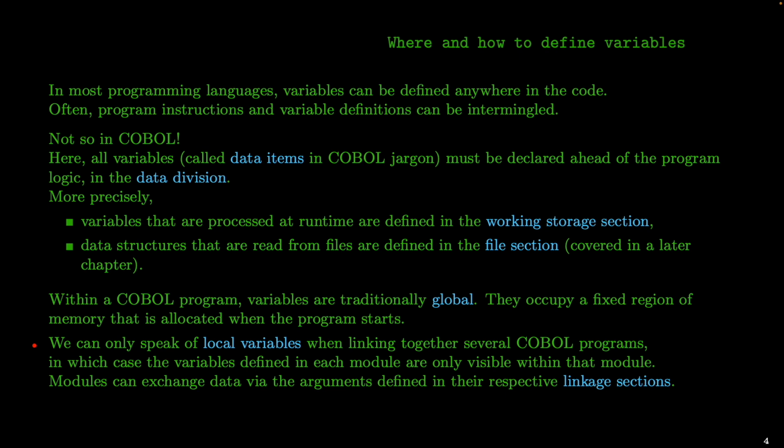It only makes sense to speak of local variables in COBOL when you're linking together several COBOL programs. So in this case, every variable that is defined in a particular module of the combined program is only visible within that module. And if you want to exchange data from one module to the others, you can do this via arguments that have to be defined in the linkage sections of the individual modules. And again, this is something we will talk about in a later chapter.